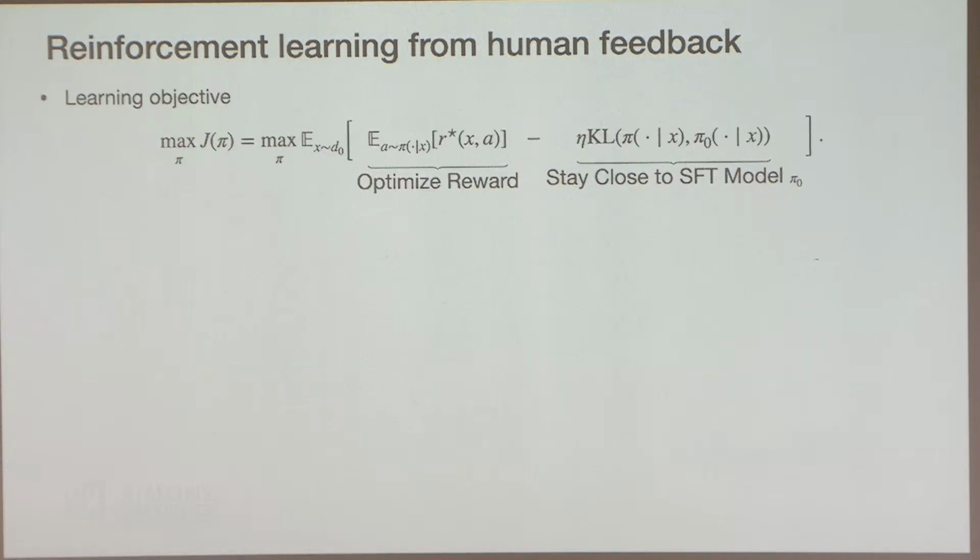the learning objective of RLHF is to maximize such a regularized reward. So this target is a trade-off between two targets. For one thing, we want to optimize the reward, but for another thing, we don't want to push the optimization to move too far away from the original supervised fine-tuning policy Pi0.